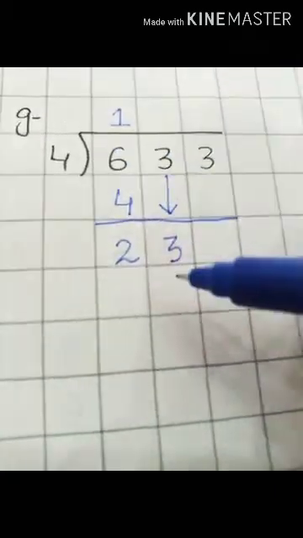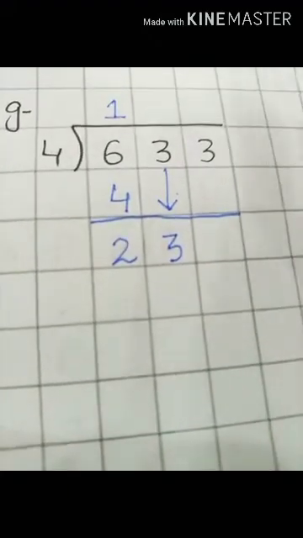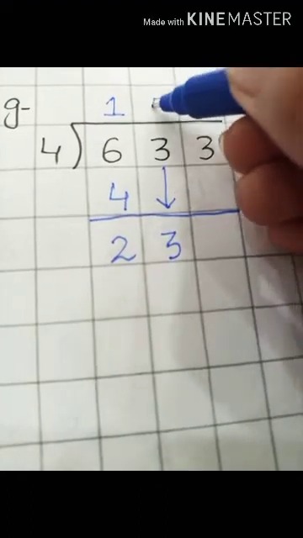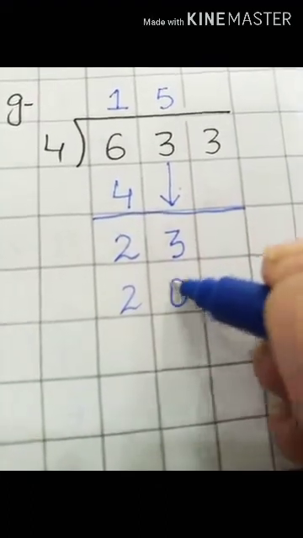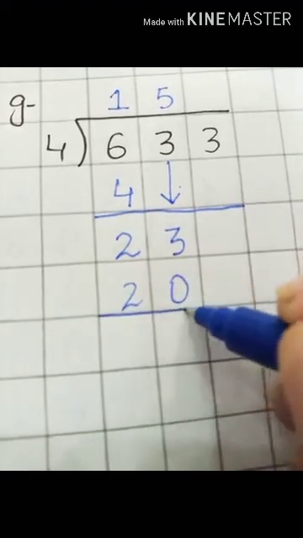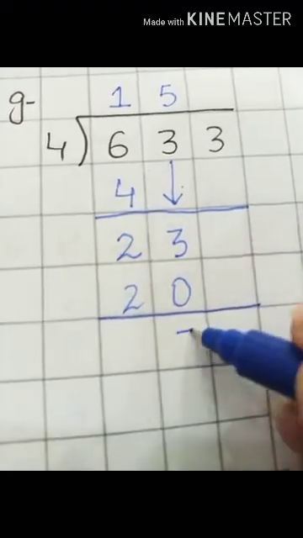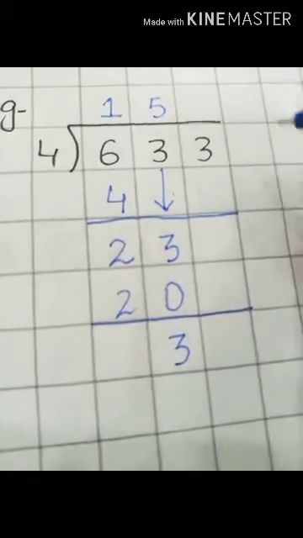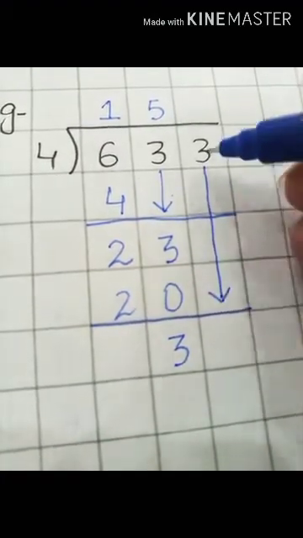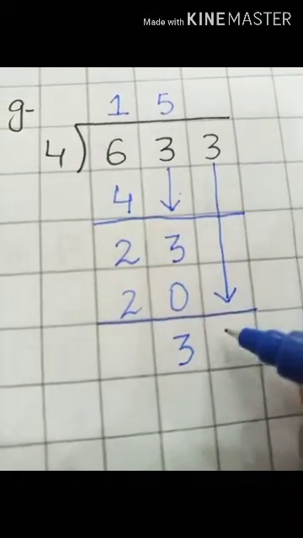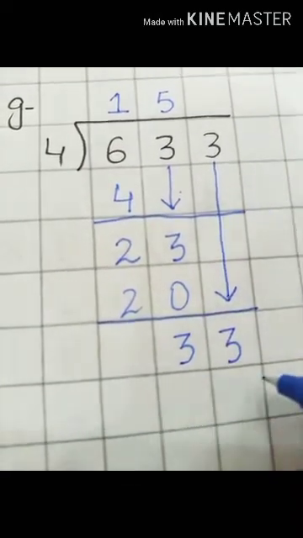Read the table of 4 till we get the number 23 or smaller than 23. So students, 4 5s are 20. Here I am writing the number 20. Next step is subtraction again. So students, 3 minus 0 is 3. And this 3 is smaller than my divisor, so I am writing the third digit of my dividend down here. This will become the number 33.